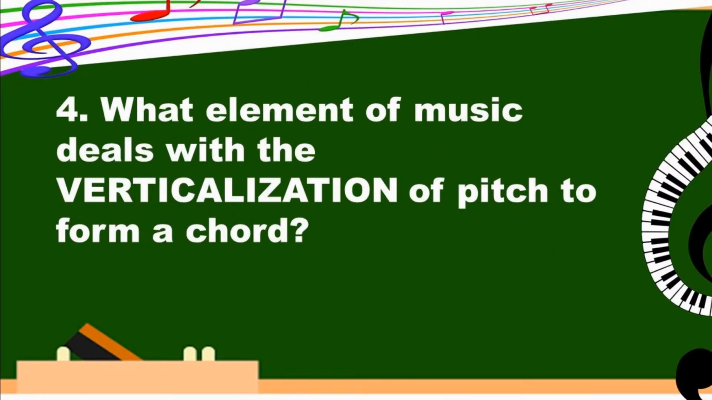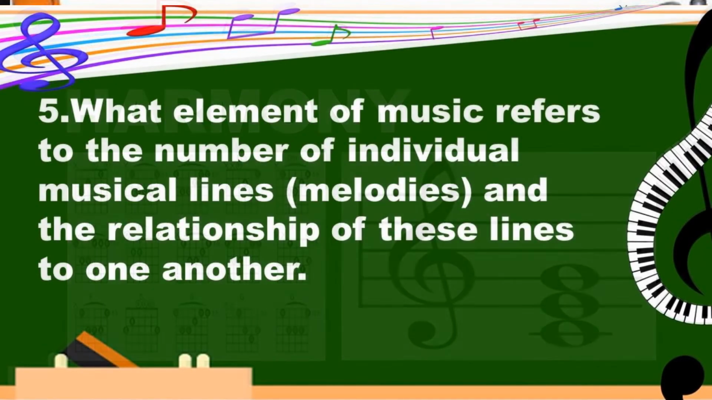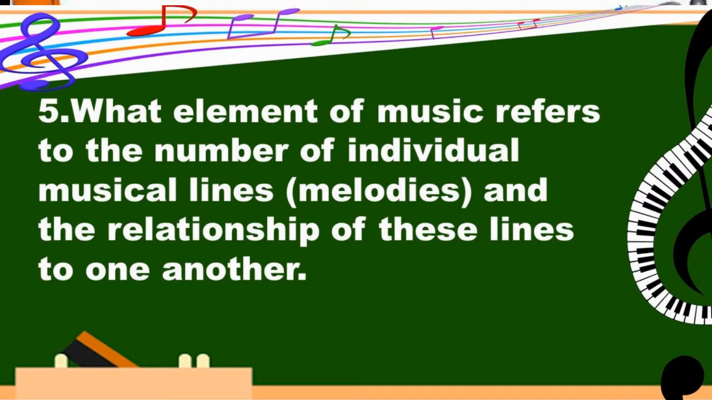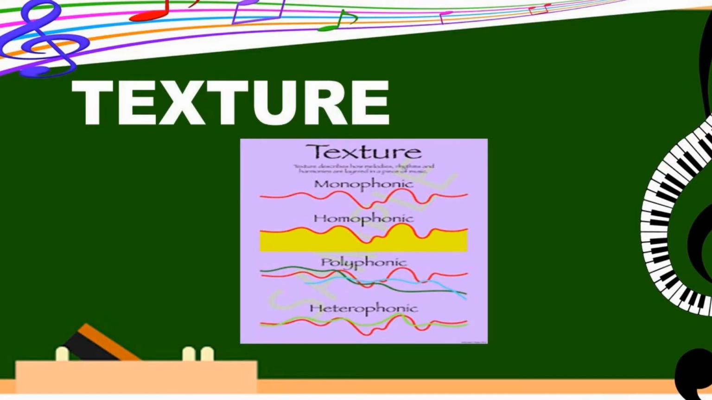Number 4, what element of music deals with the verticalization of pitch to form a chord? Yes, it's harmony. And number 5, what element of music refers to the number of individual musical lines, melodies, and the relationship of these lines to one another? And the answer is texture.